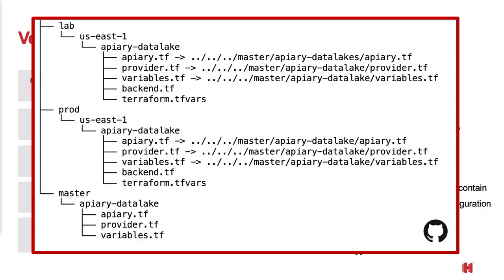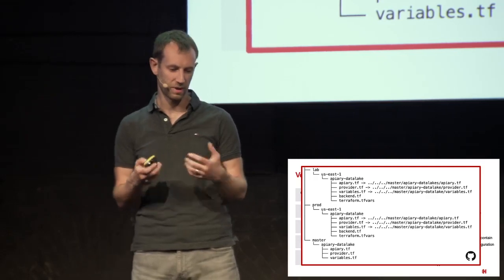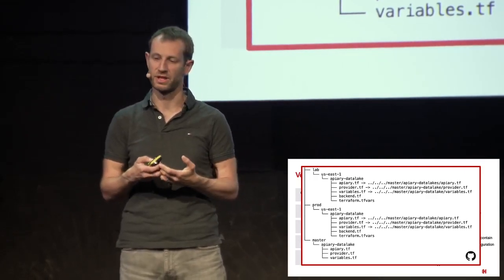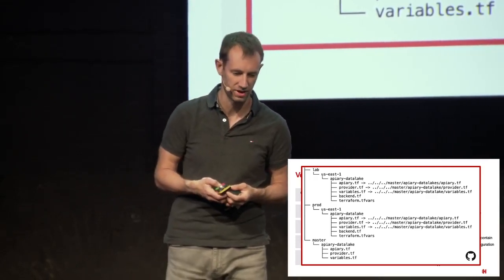So if we take a look at the infrastructure code within that repository, don't worry too much about the application code. This is how we deploy to different environments. Here we have a lab in US East and a prod also in US East, and we want to ensure that we have consistency between lab and prod. So what we do here is we have a master directory, and the master directory contains the common code that's going to be used in both of those different environments.